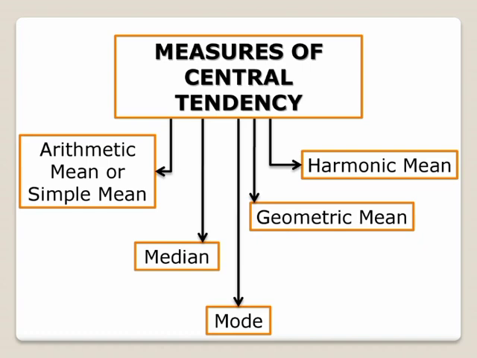We can study the central tendency of data using five different types of averages depending on the nature of data and area of study. These five types are arithmetic mean or simple mean, median, mode, geometric mean, and harmonic mean. We will study them one by one.